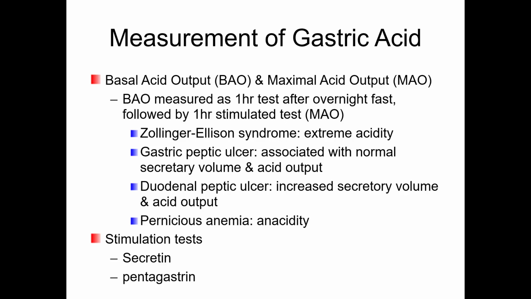Pernicious anemia is anacidity, so the absence of acidity. Stimulation tests include the secretin one that I just talked about and pentagastrin.